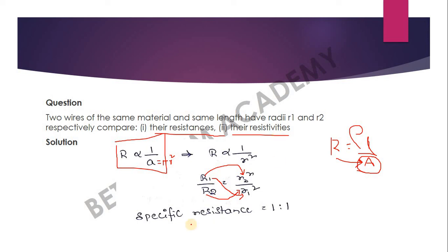What is the ratio of their resistivity? The ratio of resistivity or specific resistance is same. Why is it same? Because resistivity does not depend upon length, or upon cross-sectional area. Resistivity or specific resistance is only a function of the material. Very, very important point. This point will be tested again and again in ICSE. So if your material is same, then the specific resistance will be same, because specific resistance is a material property. It does not depend upon any dimensions.